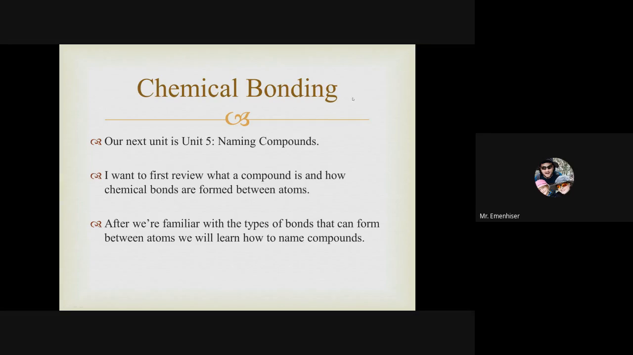All right, so chemical bonding. Our next unit is Unit 5, called Naming Compounds, or Chemical Nomenclature. How do you name or write the formula for compounds? So what we're going to do first is review what a compound is and how chemical bonds are formed between atoms. Once we're familiar with the types of bonds that can form between atoms, then we'll talk about how to name compounds.